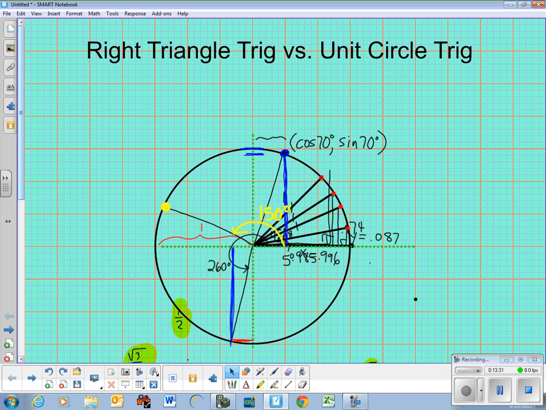All right, so we're going to call that an intro to unit circle trig.